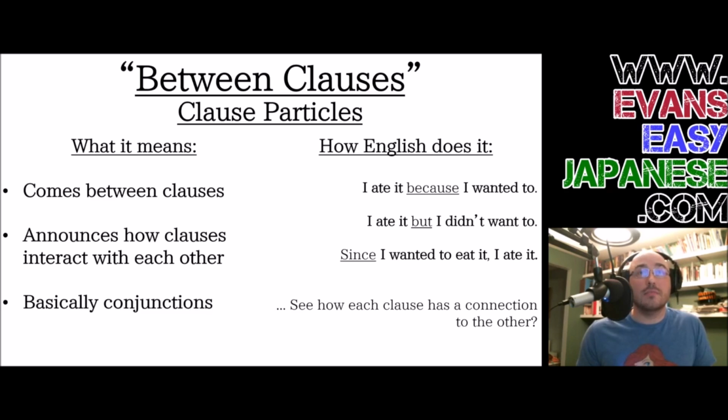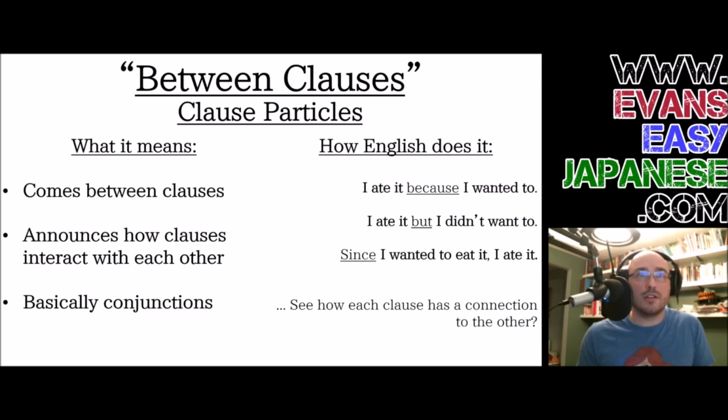I ate it, but I didn't want to. So we have I ate it and I didn't want to. Did you see how even though we have the exact same clauses, because we chose the word but instead of because, the meaning is changed. Since I wanted to eat it, I ate it. And here we have a clause particle. Well, it's not a particle. It's our conjunction. In English, it'd be a conjunction. In Japanese, we'd be using a kara or something like that.